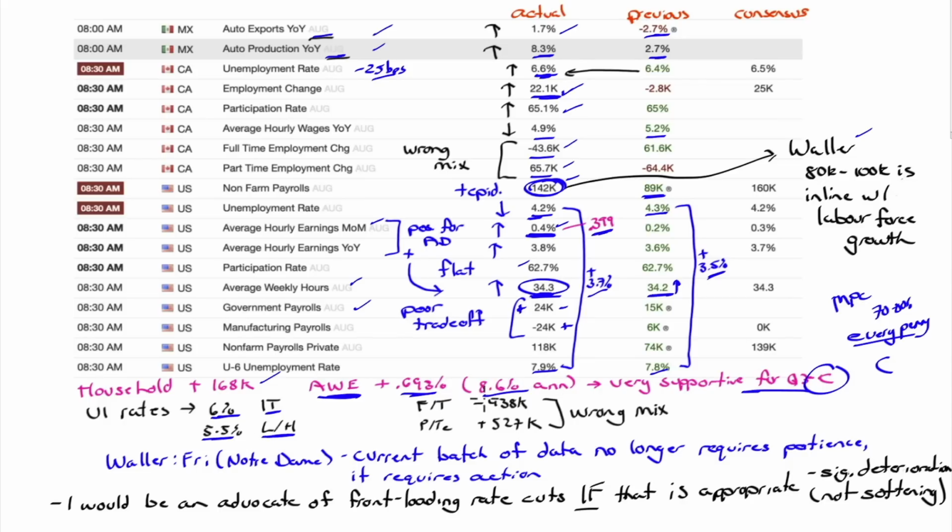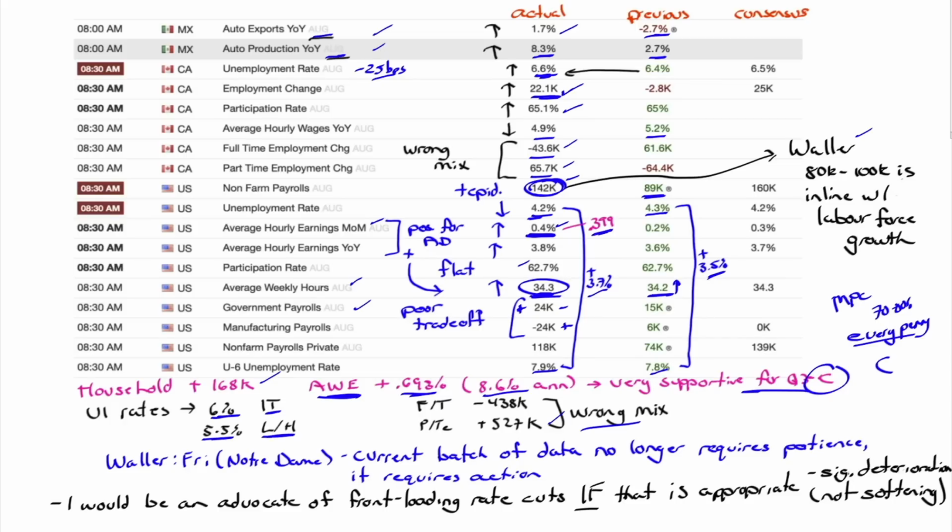For the U.S., full-time lost 438, part-time gained 527, much like Canada. That is the wrong mix. So this is a jobs report that was 142,000 jobs. That's kind of low. It's the wrong mix of jobs, more part-time than full-time. But it is 142,000 more people bring home a paycheck, and everybody's got slightly bigger paychecks and working slightly longer hours.